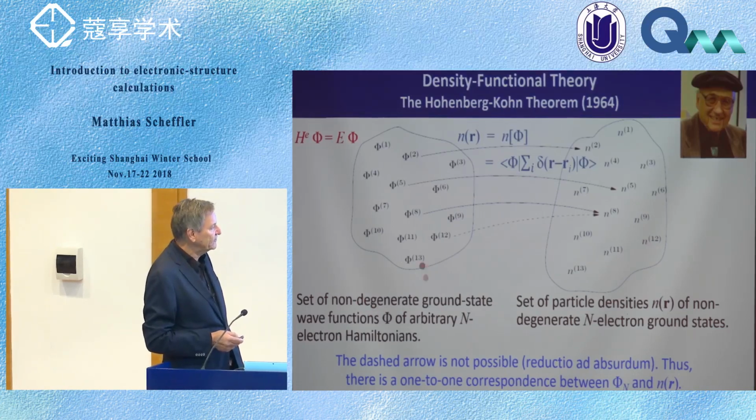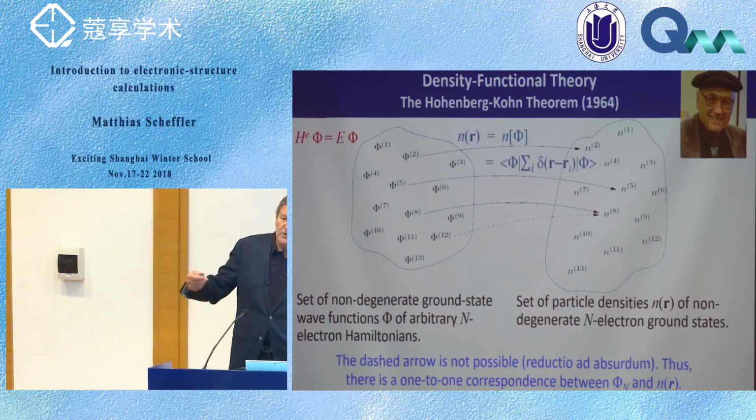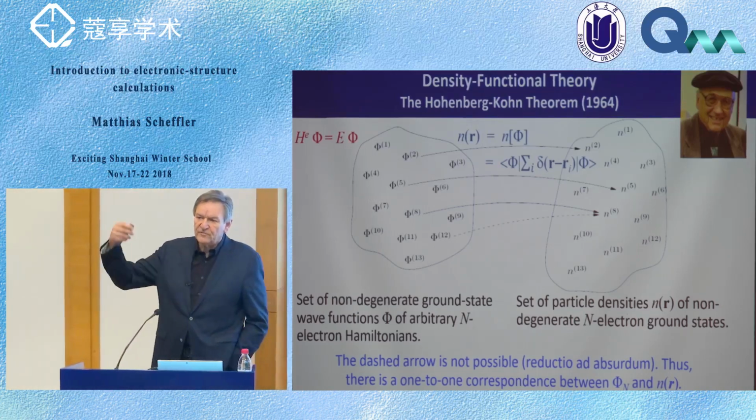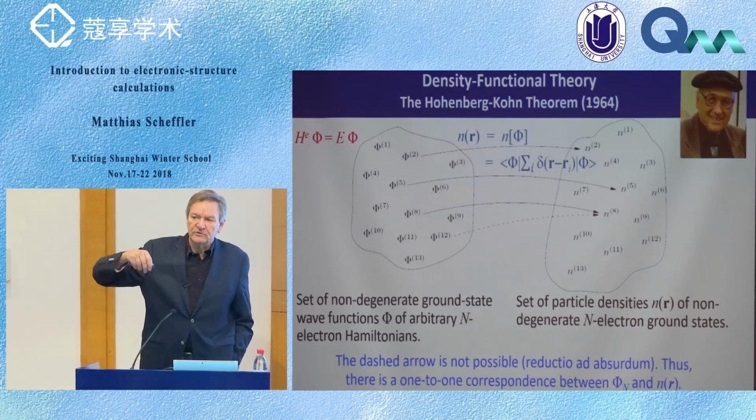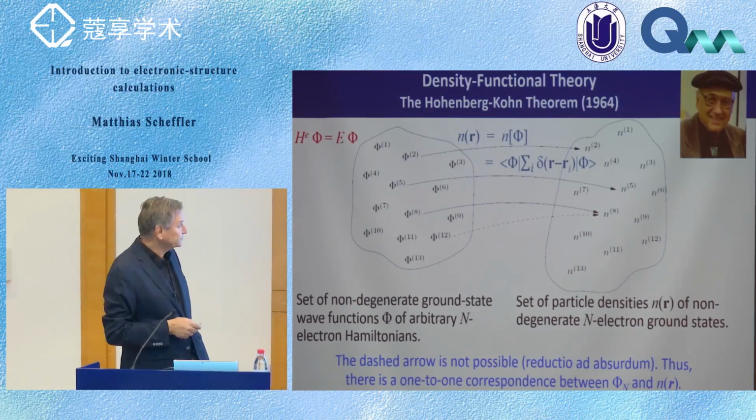So let's just for the proof say this is how it was published. These are non-degenerate wave functions. Every Hamiltonian has one ground state. And we know, in fact, from the Schrödinger equation that if you have the ground state, there's only one Hamiltonian. So between the Hamiltonian and the ground state, there is a one-to-one correspondence.